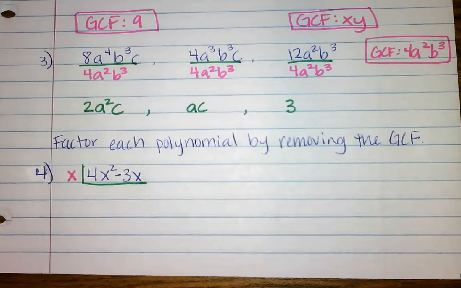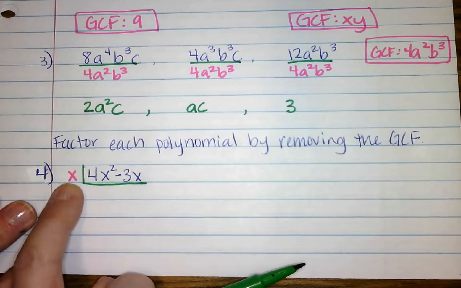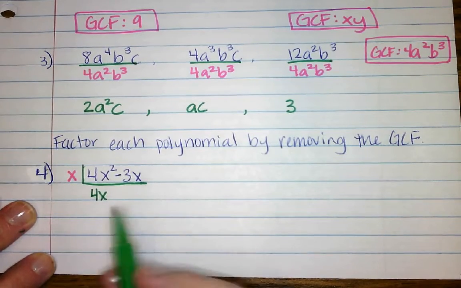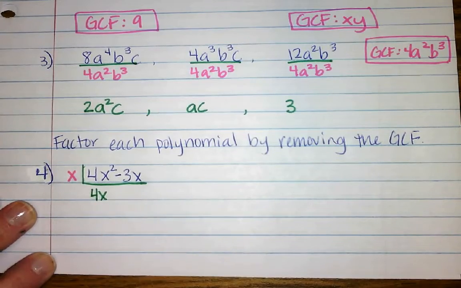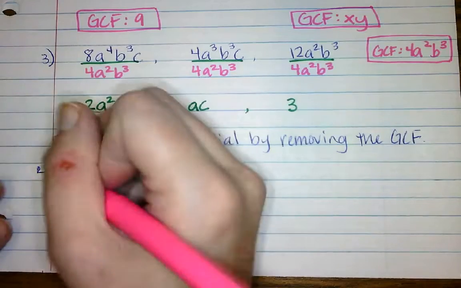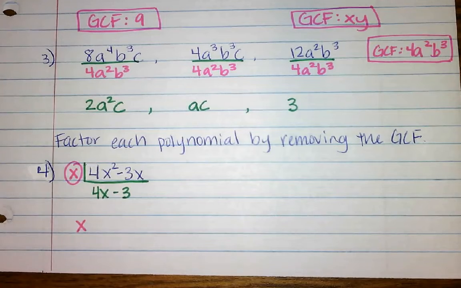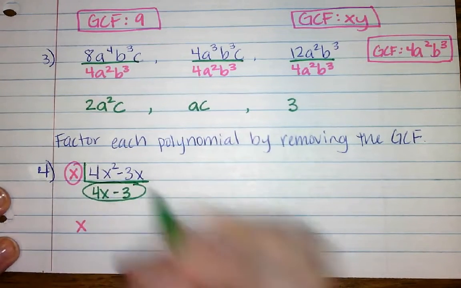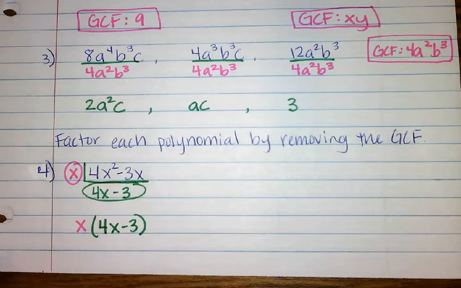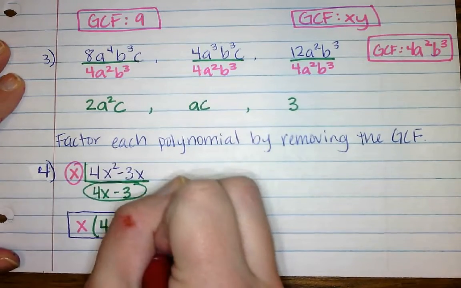So now, 4x squared divided by x is going to give us 4x. Are y'all comfortable with that? Negative 3x divided by x gives us negative 3. So y'all, now we have our GCF right here, and we have what we've divided out here. So my factored form, if I was going to factor this polynomial, my answer would be x times 4x minus 3.